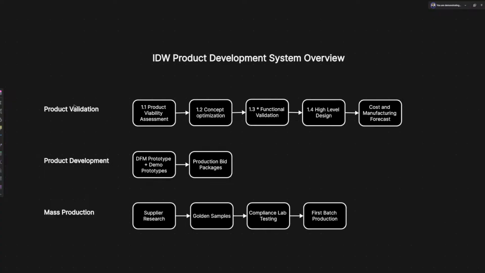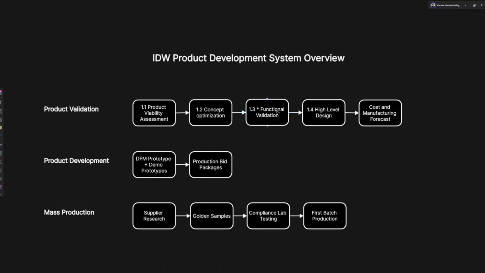Now, product validation, we can split it into 5 different sub-stages. The first one is the product viability assessment. This one is the most important one by far. It's where we actually determine whether or not the idea is valid and we should pursue it, or if maybe we need to pivot or actually kill the idea. Then we do concept optimization, which is where we actually give it a shape and we define features. We make it less abstract, let's say.